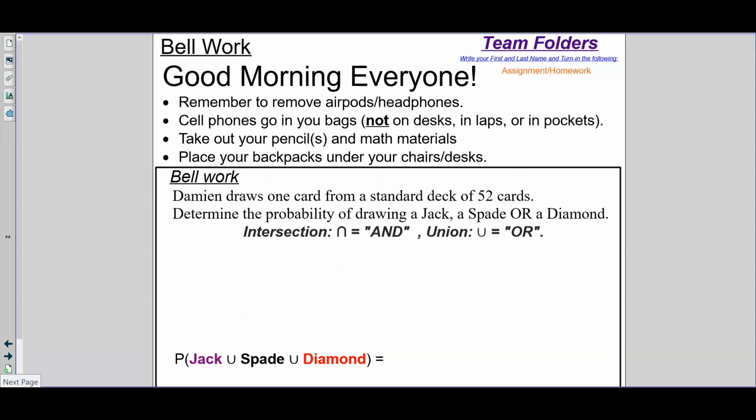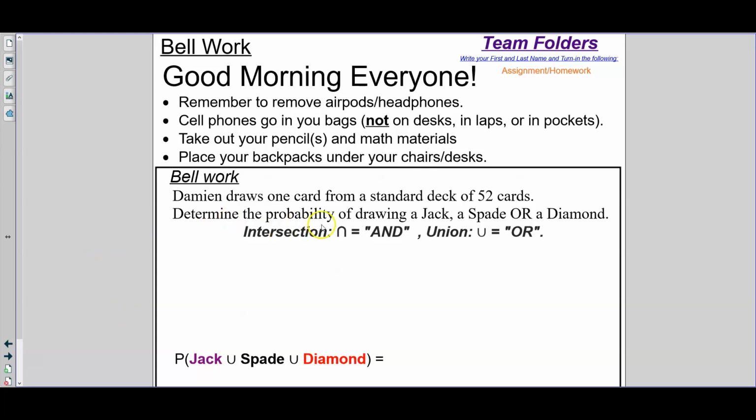Good morning, everyone. I want to give you a chance to get your bell work out and see if you can try this problem. Damien draws one card from the standard deck of 52. Determine the probability of drawing a jack, a spade, or a diamond. Take a moment and pause and see if you can get this one.